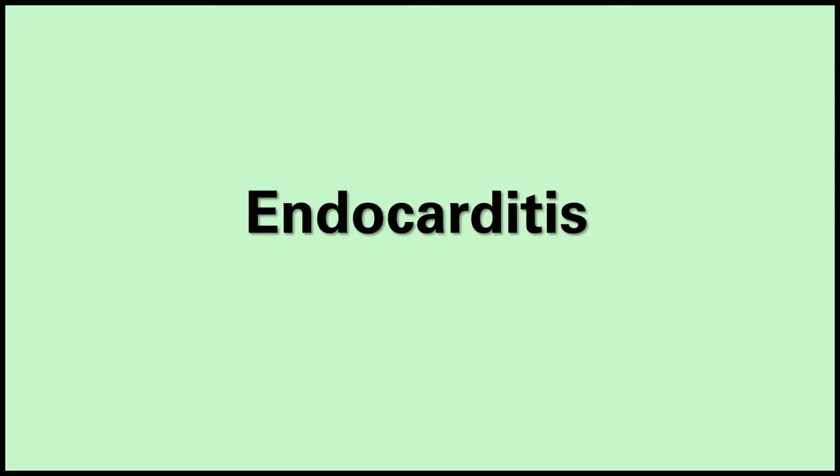The major criteria are 2 positive blood cultures, an echocardiogram positive for vegetation, abscess, or valve perforation, and new valvular regurgitation murmur. Those are the major criteria. The minor criteria are a predisposing condition, fever, vascular or embolic phenomenon, immunologic phenomenon, a positive blood culture that didn't meet major criteria, and a positive echo that didn't meet major criteria.